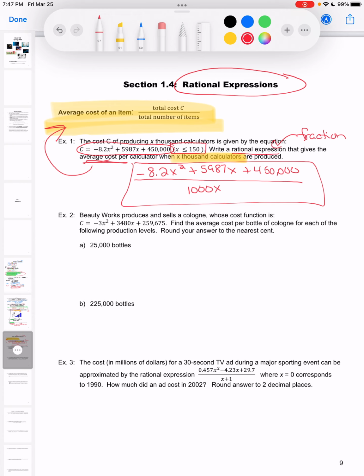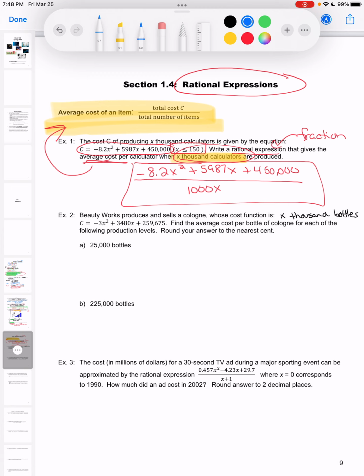Now let's go down to example 2 here. I do want to add a little bit to the directions on this one. Everything there is fine, not going to change anything. I'm just going to add that X is in thousands of bottles. I meant for that to be in there. We talked about X thousand calculators, so we're going to put X is in thousands of bottles. So we'll just add that to the directions up here. So a little bit of added directions.